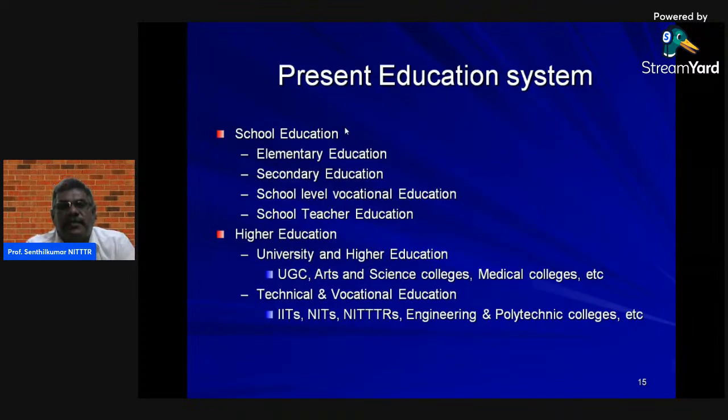The present education system: school education, elementary education, secondary education, school level vocational education, school teachers education, higher level university and higher education. UGC is responsible for the university and higher education, arts and science colleges, medical colleges, technical and vocational education. Our IITs, Indian Institutes of Technology, National Institutes of Technology, National Institute of Technical Teachers Training, and other government and private engineering and polytechnic colleges, and also some deemed universities and technical universities are there. That is the present education system.